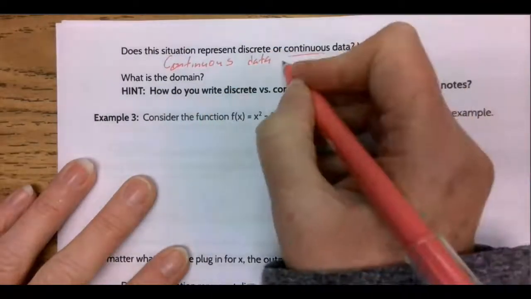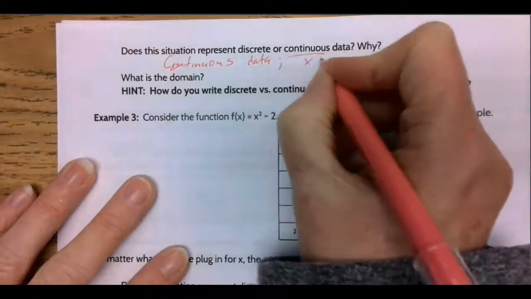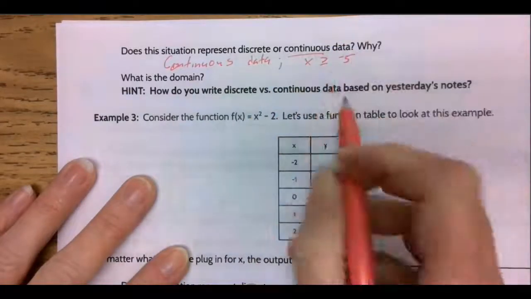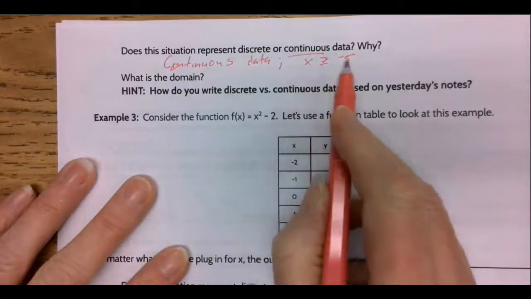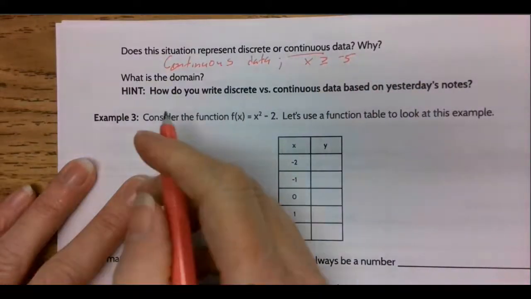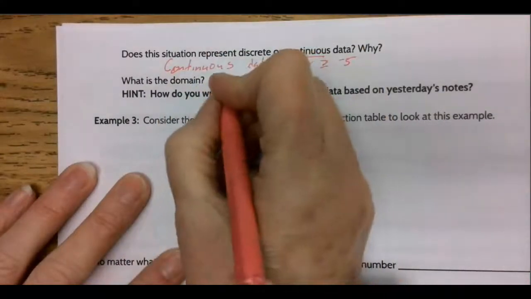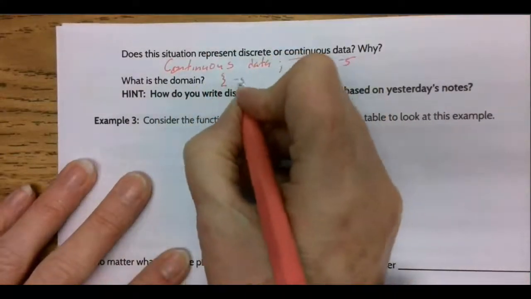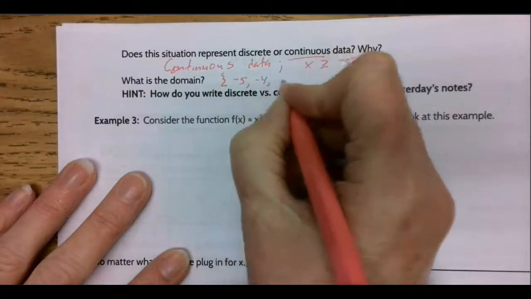And the reason is because we even said that we can use x greater than or equal to negative 5. So it's not saying just whole numbers. It's saying anything 5 or greater. Okay, what is the domain? We kind of already talked about this. It's going to start at negative 5 and it's going to keep on going.